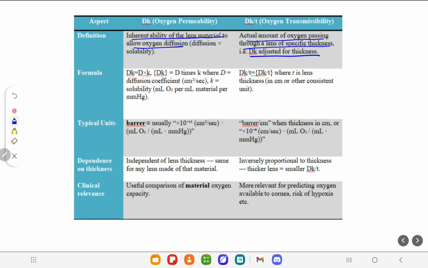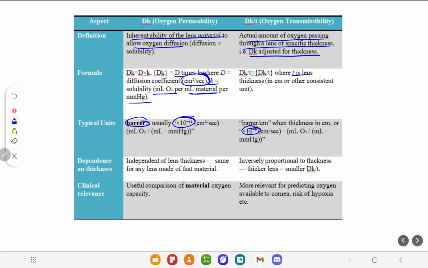That's it. In Dk, basically D is the diffusion coefficient and k is the solubility coefficient. The diffusion coefficient unit is centimeter squared per second, and the solubility coefficient is ml of oxygen dissolved per ml of material per mmHg. At the same time, t is another point when we divide Dk by t, isn't it? Typical unit: Dk is called barrer, not Dk/t. The barrer unit is 10 to the power minus 11, I have already told you. 10 to the power minus 9, I have already told you. And in the case of Dk/t, barrer divided by centimeter. Dk/t is dependent on the thickness; Dk is not dependent on thickness, not at all.